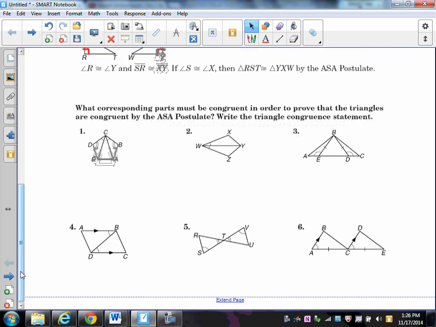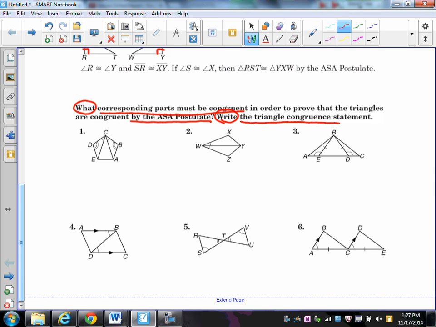Let's keep moving on. We're going to do the even ones together, if you would like to try the odd ones. So for number 2, let's read the directions first. It says what corresponding parts must be congruent in order to prove that the triangles are congruent by the ASA postulate. And then we're told to write the triangle congruence statement.